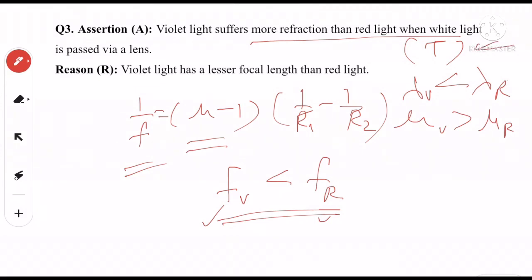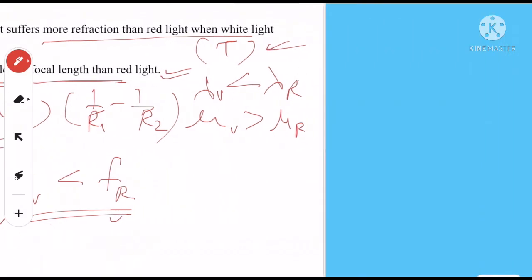Now next, reason: violet light has a lesser focal length and red is more. In comparison to red light, violet has less focal length. This sentence is also true. Means assertion is true, reason is true. So option A is correct. Clear? Next question.